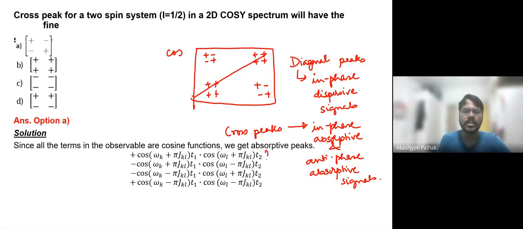Basically, this is how you get these plus, minus, minus, plus. So these terms contribute to the plus and minus. This is in phase absorptive signal. This is anti-phase absorptive signal. This is again anti-phase absorptive signal, and this is in-phase absorptive signal. So these terms give you the in phase frequency that we saw. These are absorptive signals. These are dispersive signals.